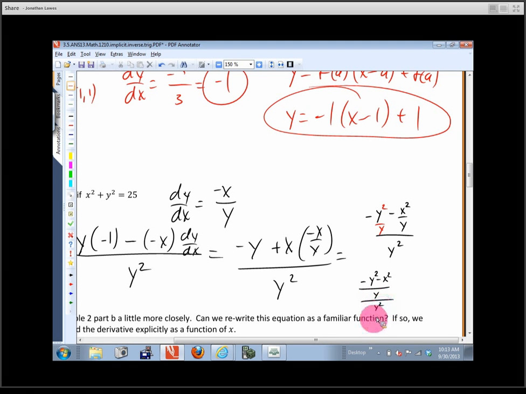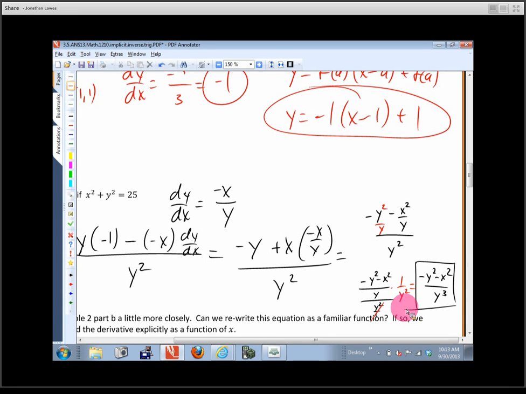And then remember, if you've got fractions in a problem, you might as well think of everything as a fraction. So that denominator is a fraction. And then I'm going to flip that over and I'm going to multiply. So I'm going to multiply by 1 over y squared. So I end up with, let's see, negative y squared minus x squared over y cubed. Is that right? Any questions?